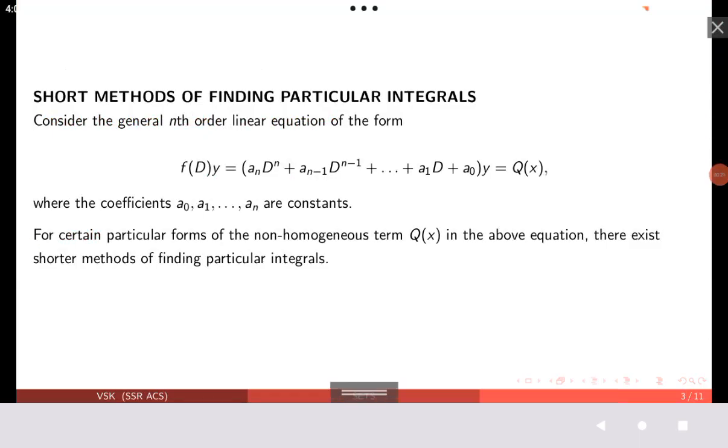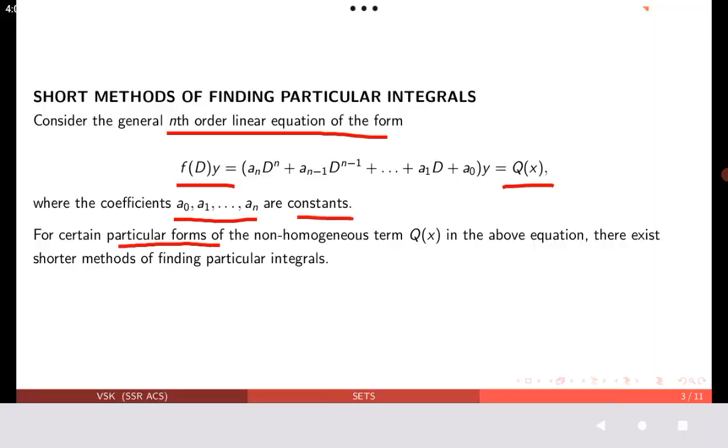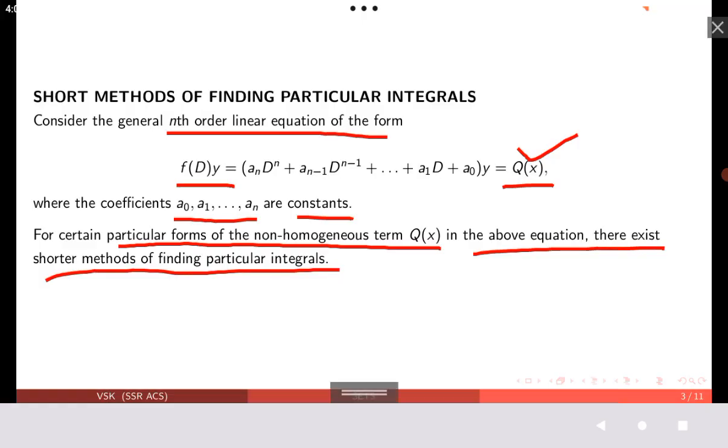So consider the general nth order linear equation of the form F(D)y equal to Q(x), where these coefficients are constants. For certain particular forms of the non-homogeneous term Q(x), that is this one, in the above equation there exists a shorter method of finding the particular integral. So we'll see some particular forms of Q(x) and the corresponding method.